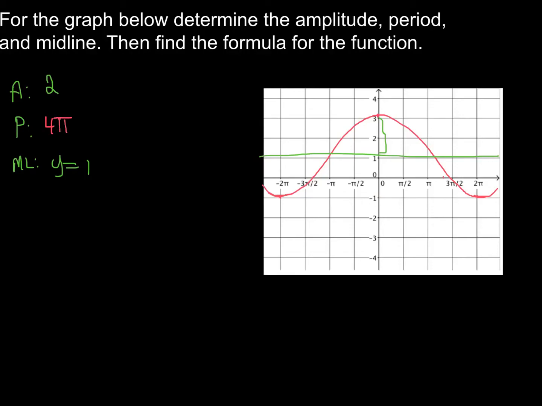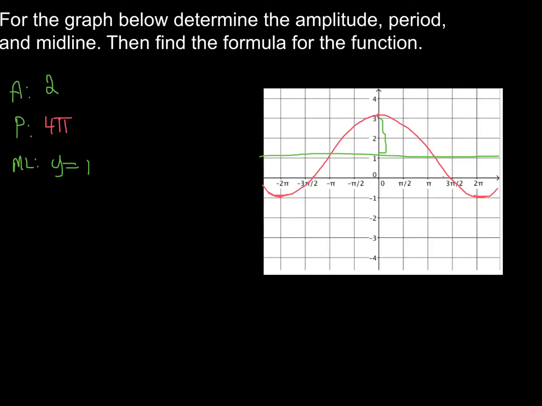Now, at this point, I know the amplitude, period, and midline, and I now want to actually write the formula for the function. So go ahead and pause the video and go back and remind yourself of the general form of a sinusoidal function. Write it down and then try and fill in the values for yourself, and only once you've tried, press play.